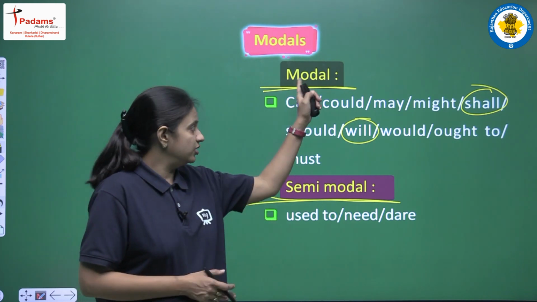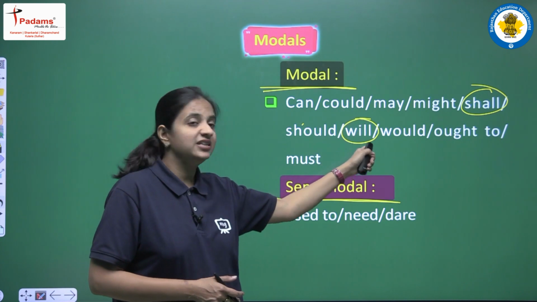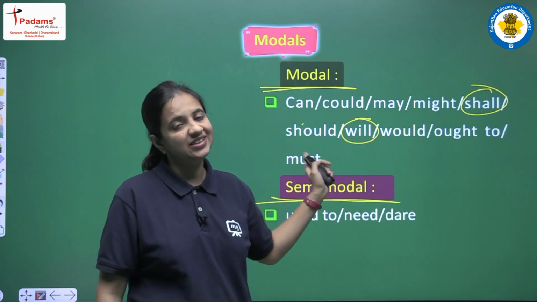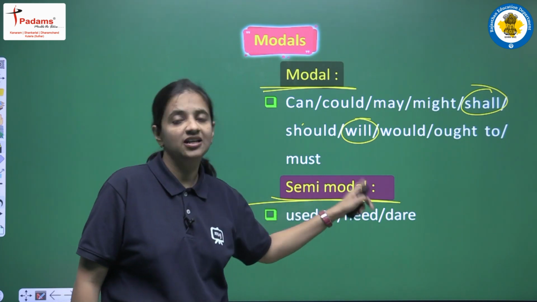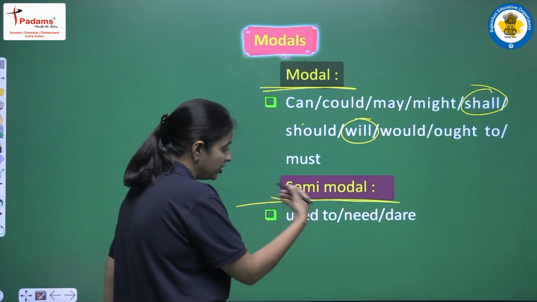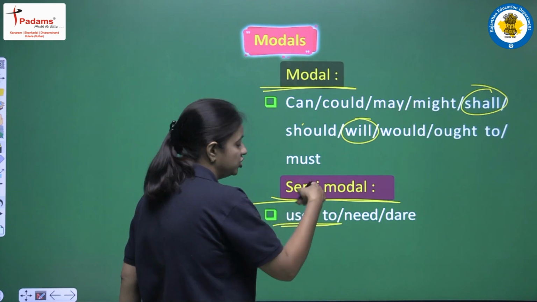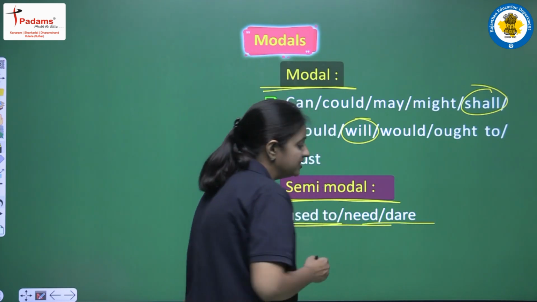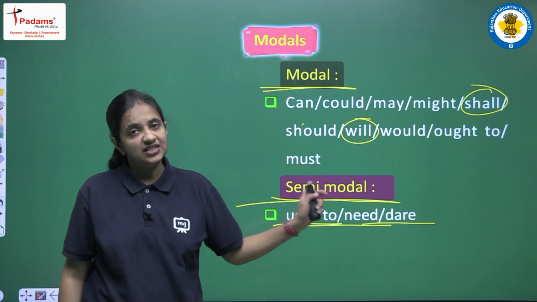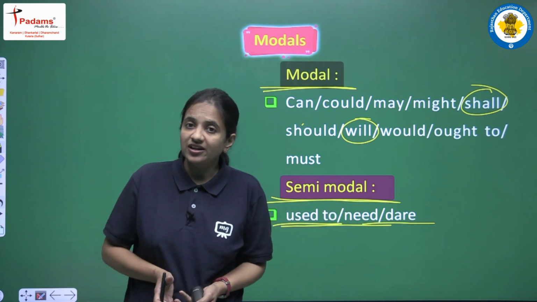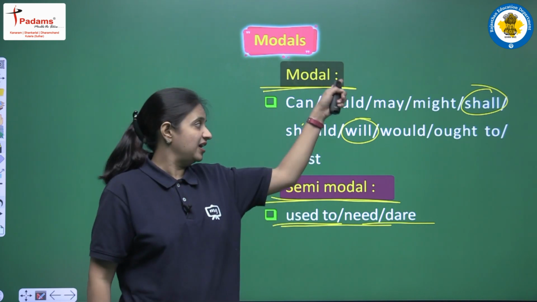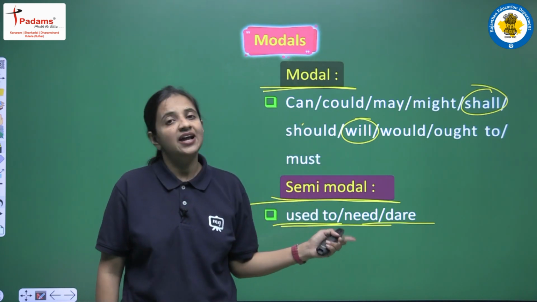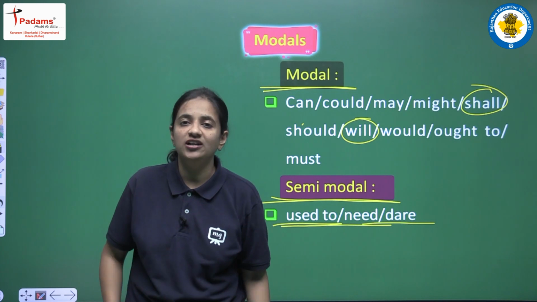Okay, so in the modal category we are having these 10 modals, we are having these 10 words. Now the second category is semi modal. So in this category we are having 3 modals only. The first one is used to, second is need, and third one is dare. So these 3 are known as semi modals, and in total we are having 13 modals, right? So we are having in total 13 words, and these 13 words are called modals.